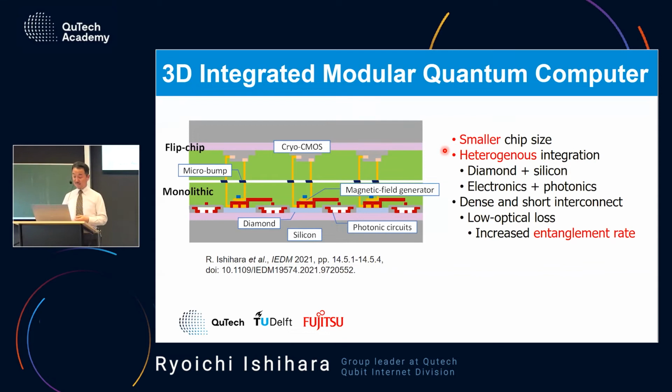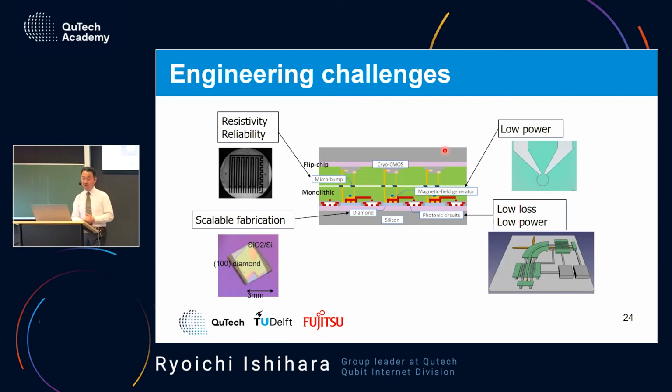What are the challenges? We are integrating all these components, so there are engineering challenges. For example, there are material challenges: to ensure low resistive material, you should have a reliable interconnect. There are process challenges: you need a wafer scale process, especially in diamond. You have challenges in devices: you need a low power electronic circuit operating at cryogenic temperature. Also, a photonic circuit should operate at low power. So I will address all of them.